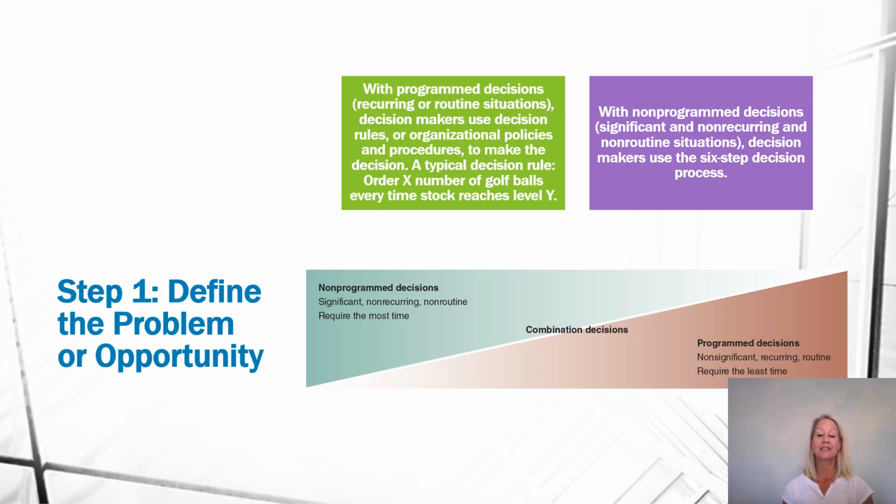Non-programmed decisions are significant but non-recurring and non-routine situations in which the decision makers should use the decision model. To qualify as significant, a decision must be expensive, i.e. purchasing your major assets, or having major consequences, such as launching a new product. Adidas made a non-programmed decision when it purchased Reebok. Non-programmed decisions should take longer to make than programmed decisions. Note that decisions fall along a continuum from totally programmable to totally non-programmable, with many combinations of the two types in between.